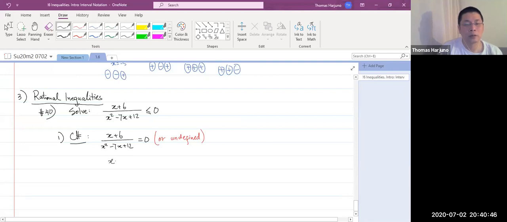Okay. Now notice that the other side has to be 0 though. This side has to be 0 just like before. Back to the denominator, that's x minus 4, x minus 3, equals 0. So the critical numbers are x equals negative 6. That will make it 0. x equals 4 will make it undefined. x equals 3 will make it undefined.